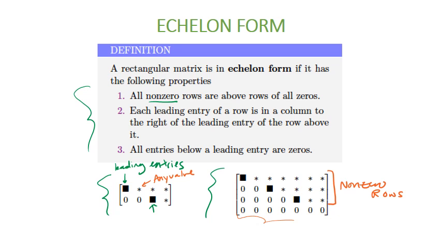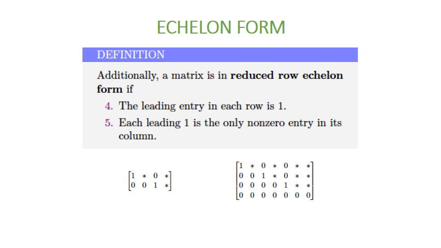And there's a little bit more to this definition here. So we want the leading entry in each row to be 1, which we kind of talked about briefly. And then each leading 1 is the only non-zero entry in its column. So that means everything below the 1 should be a 0. Okay, so reduced row echelon form, the leading entries are 1, and there are zeros above and below that leading 1.